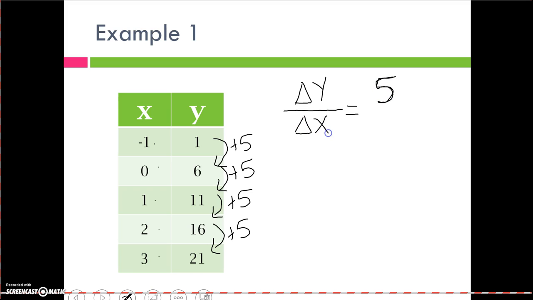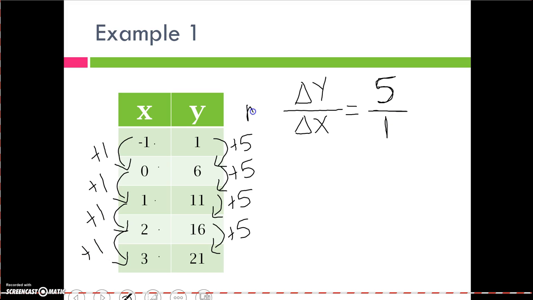Our next step is we want to find the change in our x values. So if we look at our x values, as we go down, what's happening to our x values? Well, we notice to get from -1 to 0, we add 1, 0 to 1, add 1, 1 to 2, add 1, and so on and so forth. So since the change in our x values is 1, that would go in the denominator of our ratio here. And then we always want to simplify our ratio, so 5 divided by 1, that gives us a positive 5.